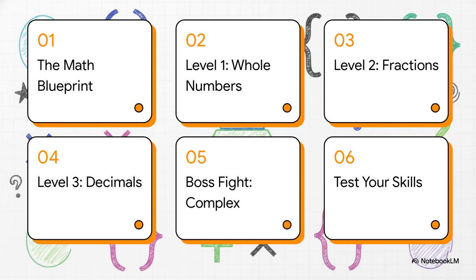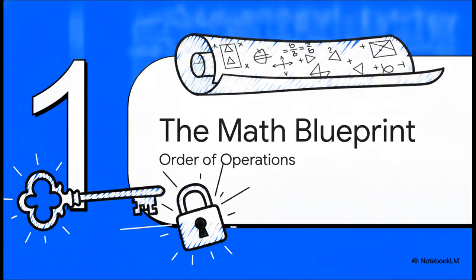So here's our roadmap for today. First, the universal math blueprint. Then, level 1, whole numbers. Level 2, fraction fundamentals. Level 3, decimal dilemmas. Next up is the boss fight, complex expressions. And finally, time to test your skills. Let's jump in. Starting with Section 1, the universal math blueprint.